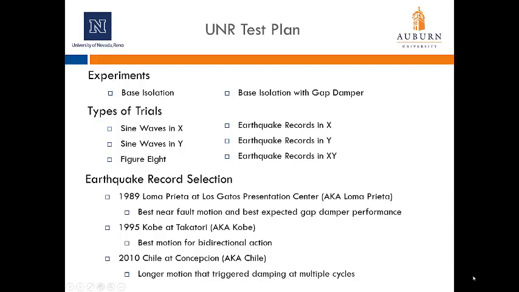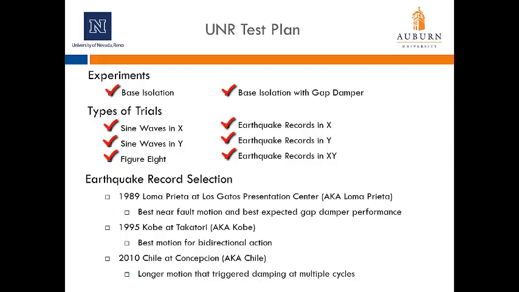We tested two experimental configurations for the shake table tests at UNR. The first was a 3-story building with base isolation alone, and the second was base isolation with the added gap damping system, or base isolation with gap damper. We performed several types of trials: sine waves in X and sine waves in Y for unidirectional characterization of the isolation system, a figure-8 motion for bidirectional characterization. Finally, we executed several earthquake record sequences in the X direction, in the Y direction, and bidirectionally, or in XY.